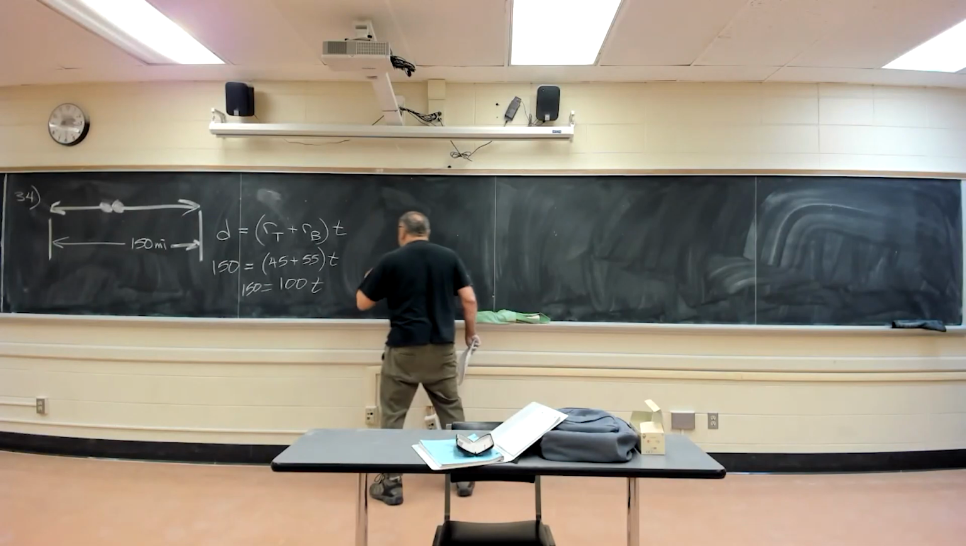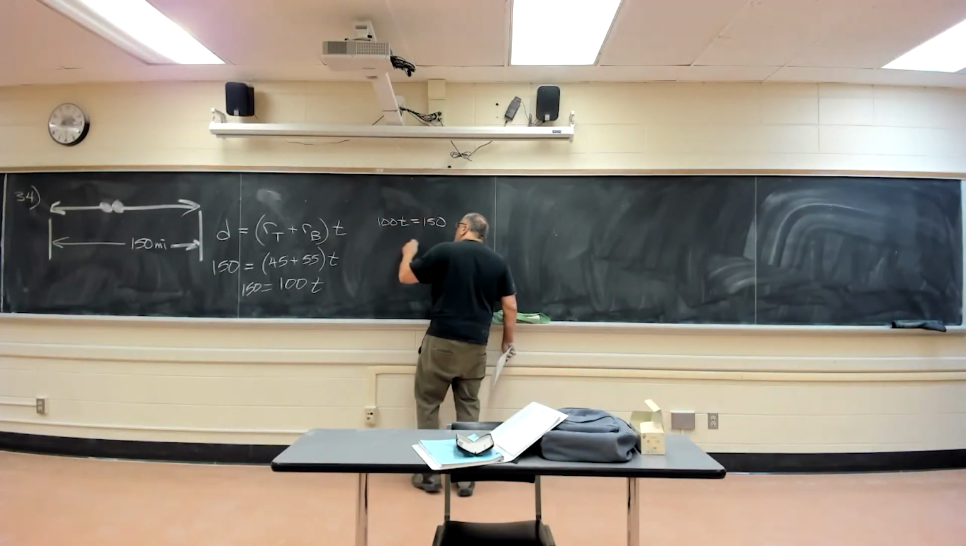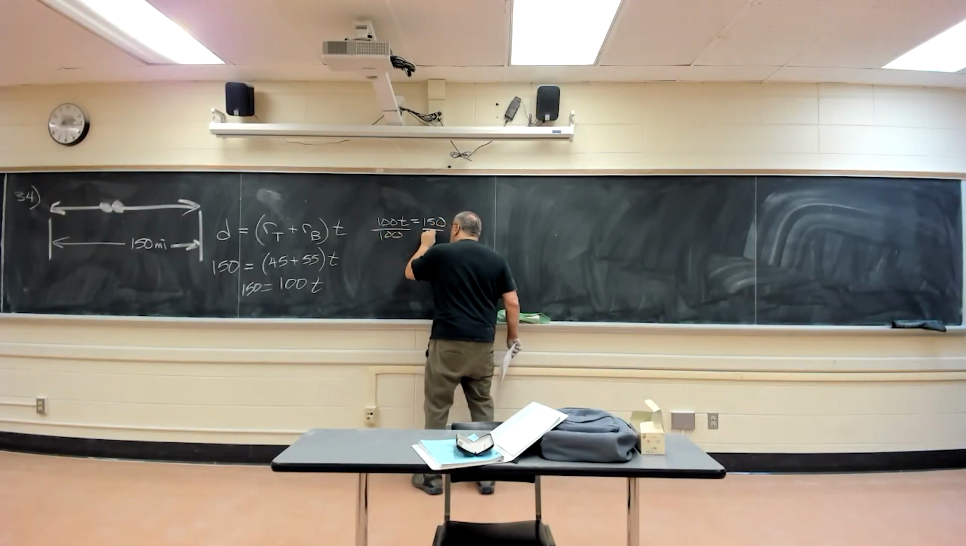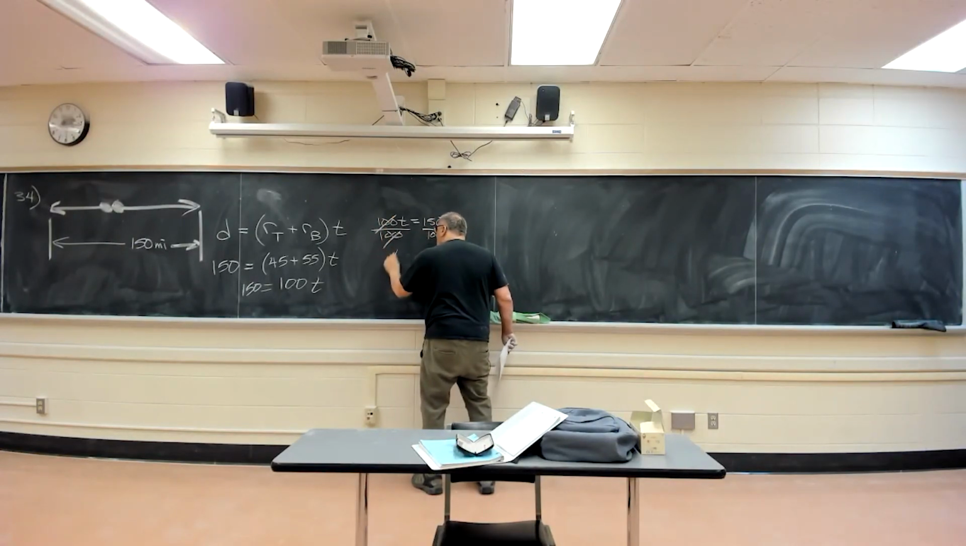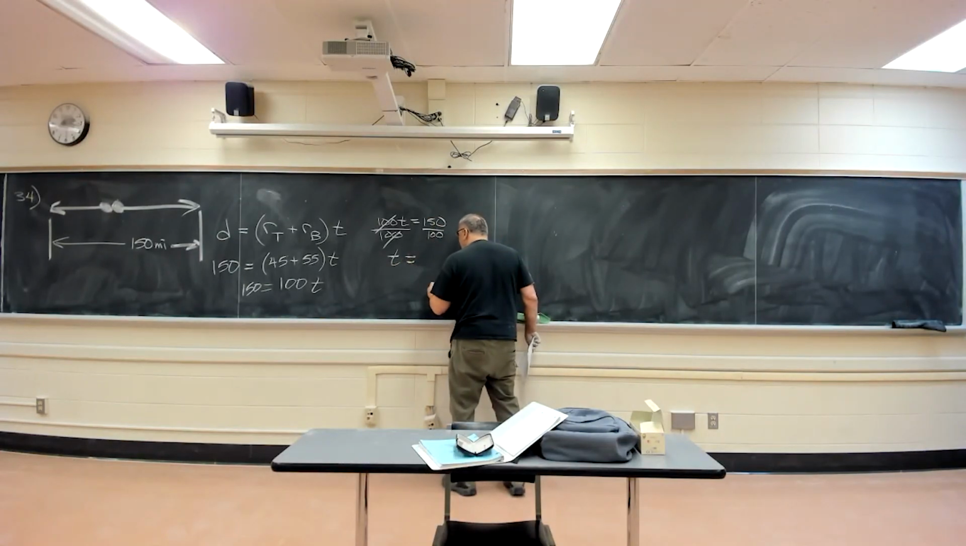Let's write that a little different way. Not much different, but a little different. 100 times t equals 150. Divide by 100 on each side. 150 divided by 100 is 1.5. 1.5, 3 halves.